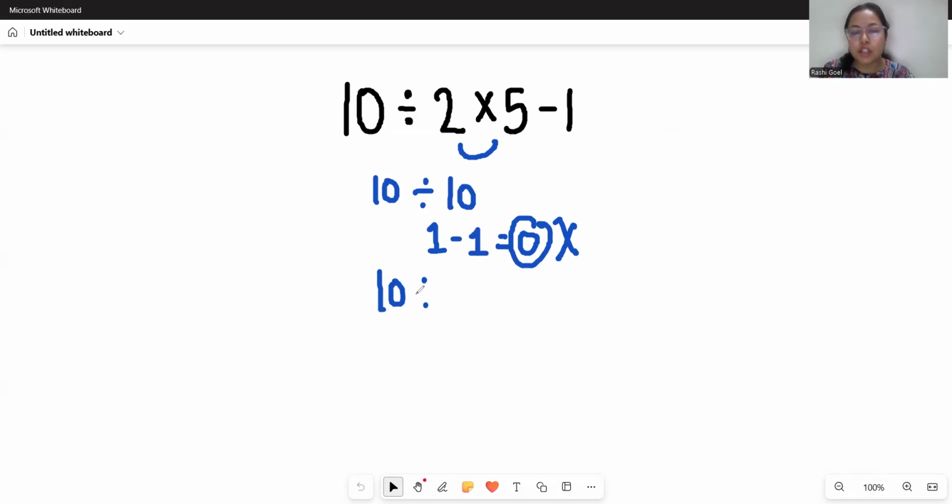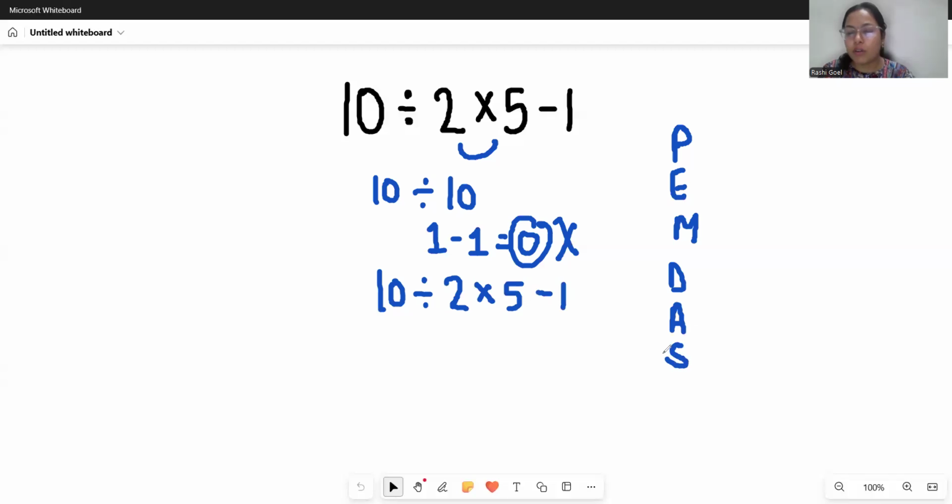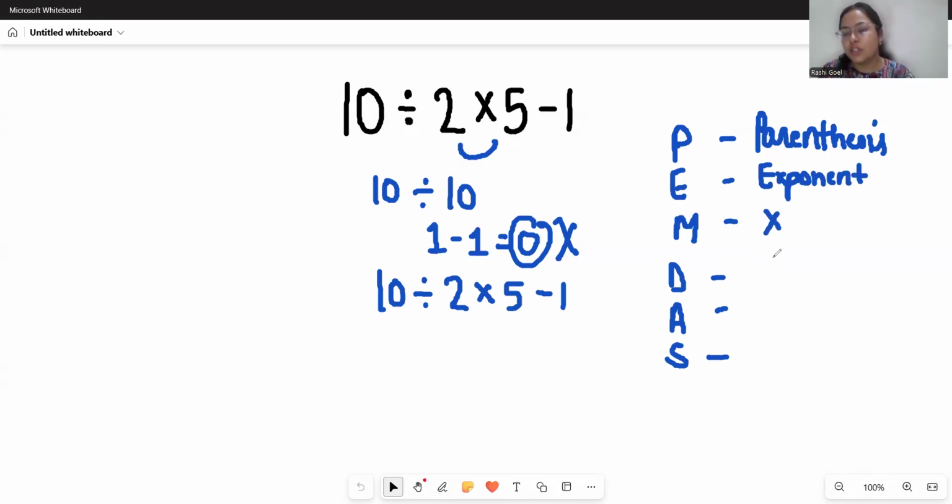When in an expression like this you have multiple operations like division, multiplication, subtraction, then you have to follow the PEMDAS or BODMAS rule. Comment down below what you call it in your country. As per this rule, first you have to solve the parenthesis if given, then exponent, then multiplication and division, both have the same priority. Similarly, addition and subtraction.